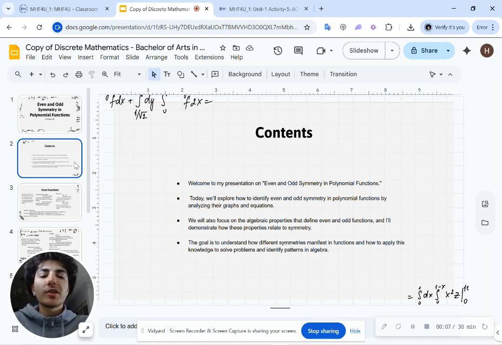Contents. Welcome to my presentation on even and odd symmetry in polynomial equations. Today we'll explore how to identify even and odd symmetry in polynomial functions by analyzing the graphs and the equations. We will also focus on algebraic properties that define even and odd functions, and I'll demonstrate how these properties relate to symmetry. The goal is to understand how the different symmetries manifest in functions and how to apply this knowledge to solve problems and identify patterns in algebra.